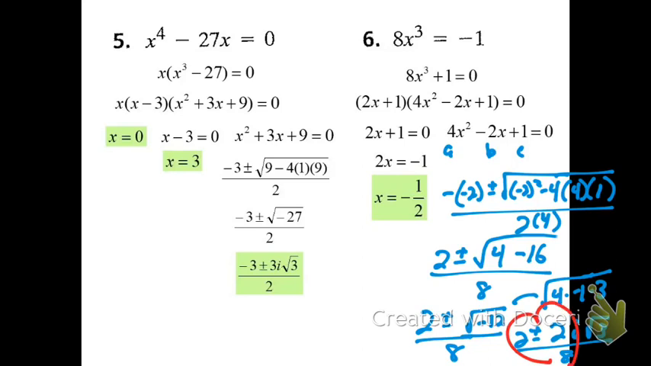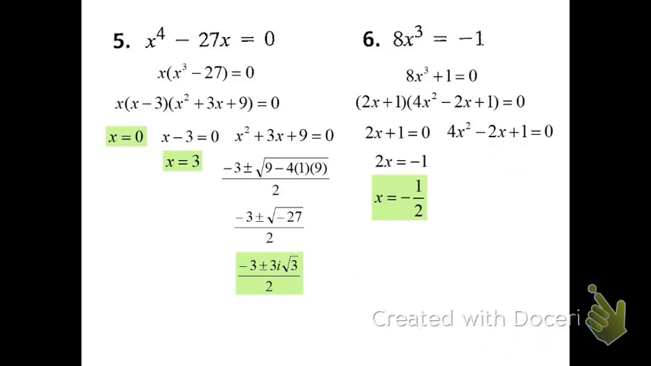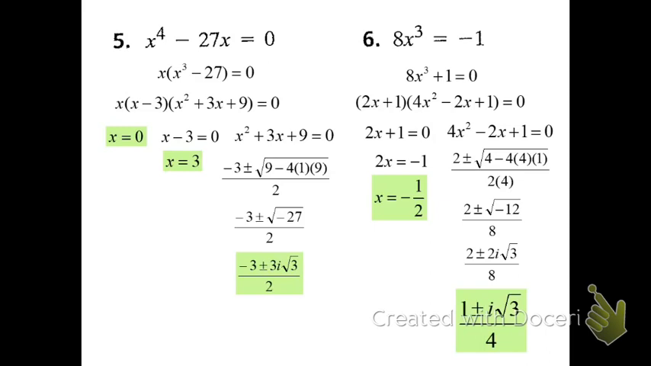My final answers are going to be 1 plus or minus i root 3 all over 4. Because when you divide this 2, that 2, and that 8 by 2, you get this. That's how you get it simplified. All right, so there's that. Here's the other work that I've shown, which I think is great.